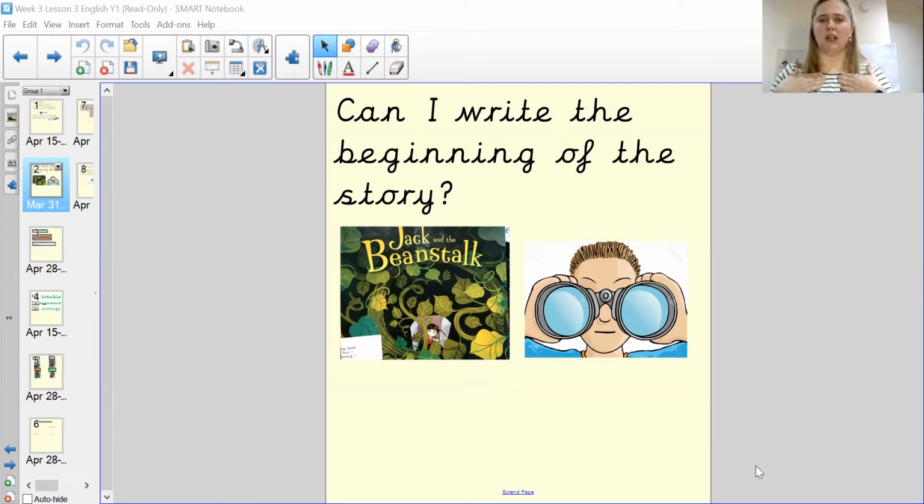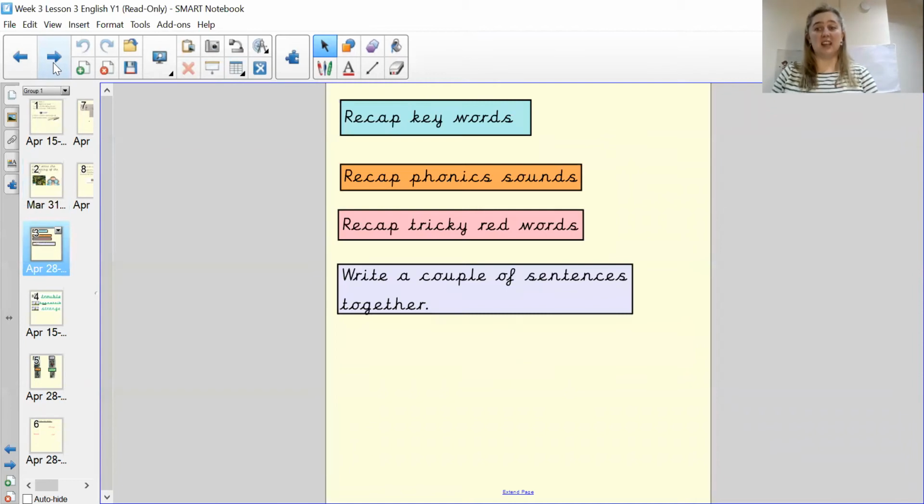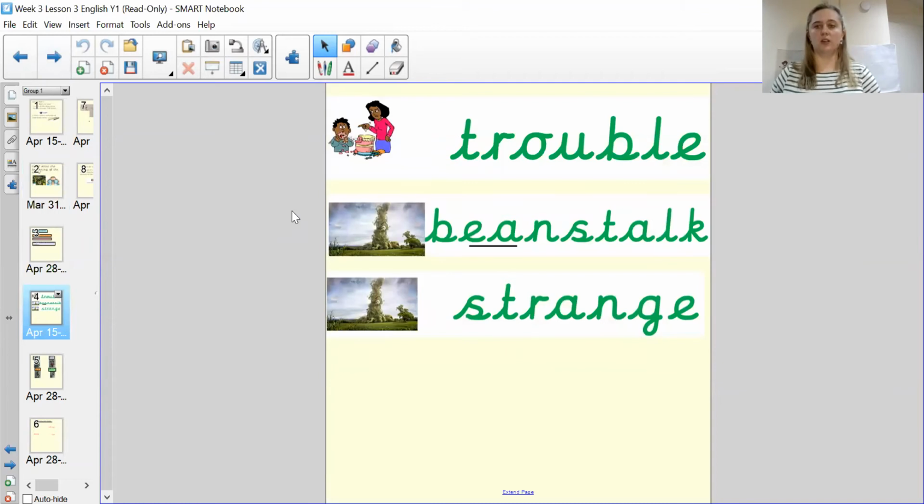Right, can I write the beginning of the story? Fantastic. Okay. First things first, though, we're going to recap a few words that are in our story. We're going to recap a few sounds and a few tricky red words. And then we're going to write a couple of sentences together before you write the rest of the story, okay? So let's recap some words first.